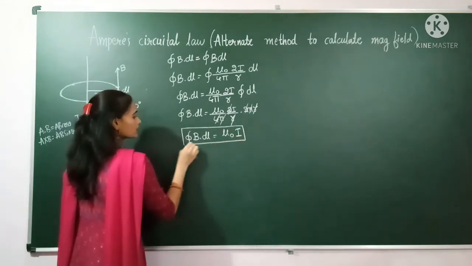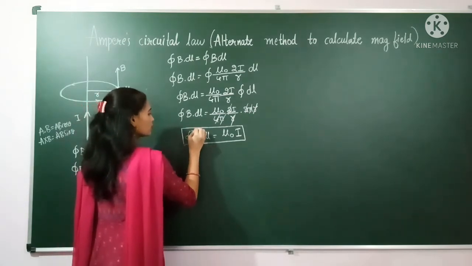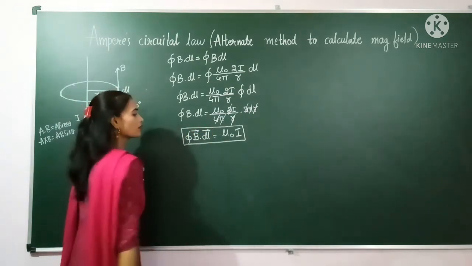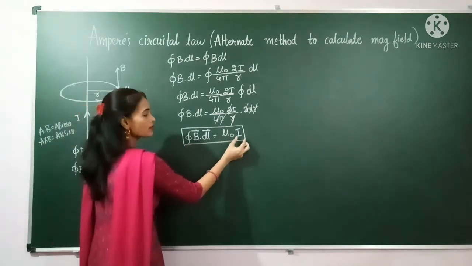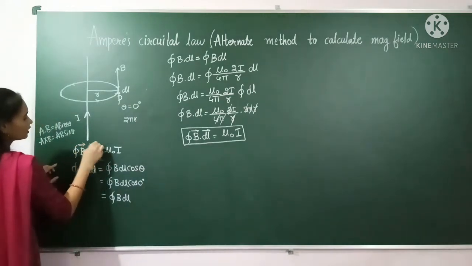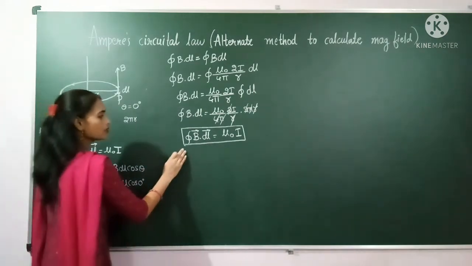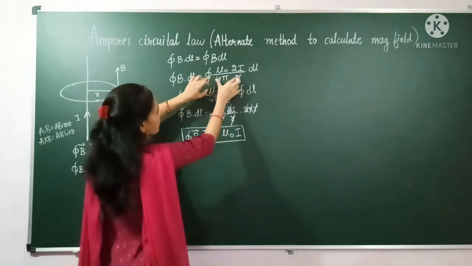Ampere's circuital law says that the closed integral of B dot dl is equal to, this we will take in the vector form because both are vector quantities, mu naught times the current enclosed. Here also you have to write the vector. So this is our Ampere's circuital law. Next, after that I will tell you how we got this B value.